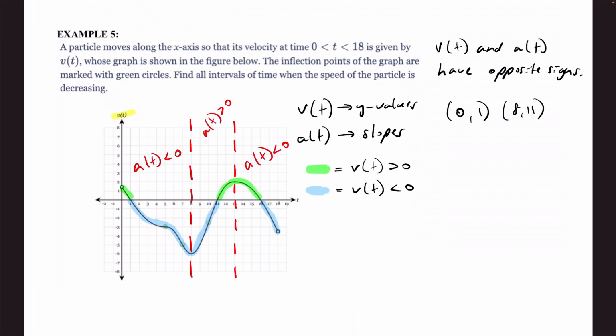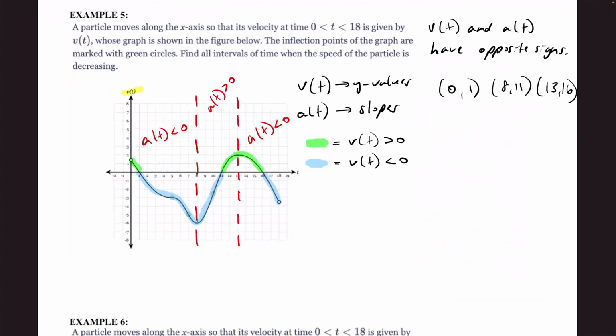Yep. And then when we switch over, this green part we want, right? Because that's where velocity is positive, acceleration is negative. So what is that, from 12 to 16? Or sorry, 13 to 16. And then after 16, they're both negative, right? Okay, so those are the 3 intervals that we want.